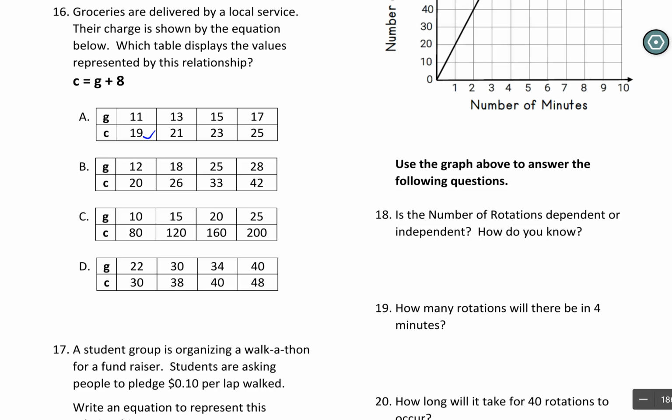So let's look at B. 12 plus 8 is 20. 18 plus 8 is 26. 25 plus 8 is 33. And then 28 plus 8 is 42. No. So then 10 plus 8 is 18. Nope. 22 plus 8 is 30. 30 plus 8 is 38. 34 plus 8 is 42. No. All right, so then our answer has to be A.